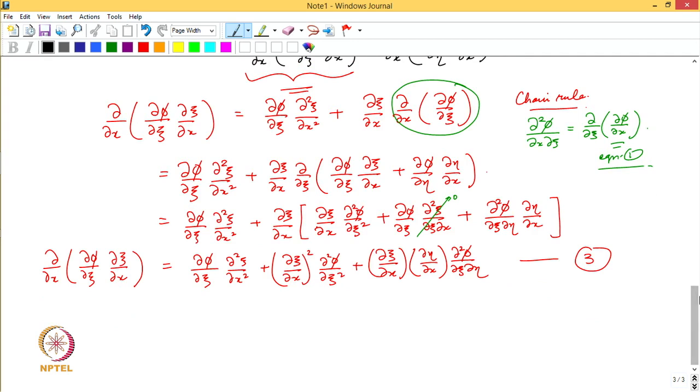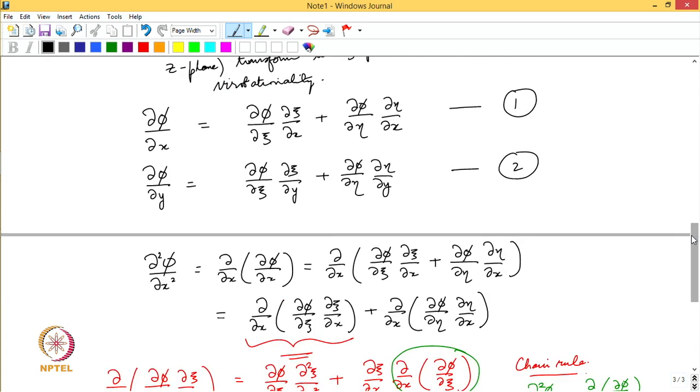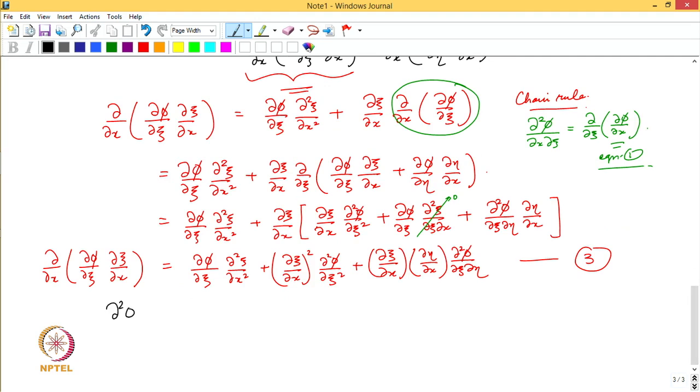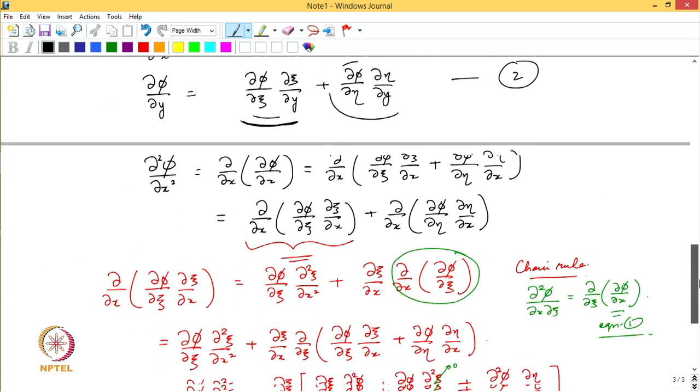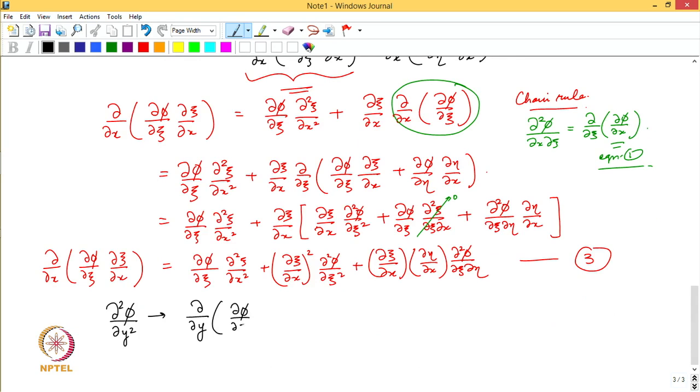If I look at equation 2 now, where we have written ∂φ/∂y, ∂²φ/∂y² will have the first function, this one with ∂/∂y, and then this one with ∂/∂y. Just for convenience, or for some variety, let me take this one with ∂/∂y. So ∂²φ/∂y² will lead me to, if I take this derivative, ∂/∂y of, as I said, the first term, which is ∂φ/∂ξ ∂ξ/∂y. So, we will have ∂φ/∂ξ ∂ξ/∂y. So, let us see what this gives us.